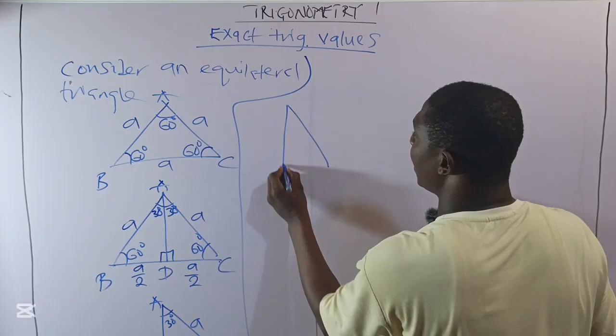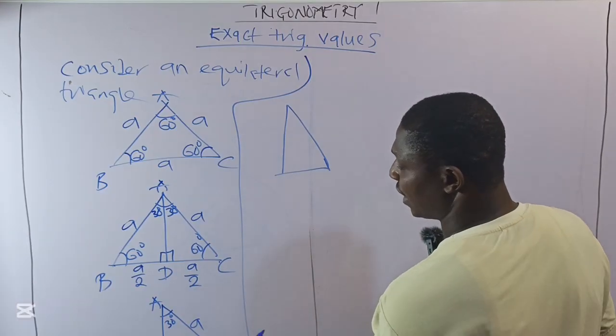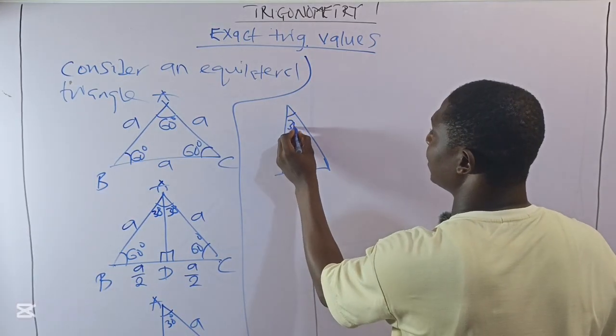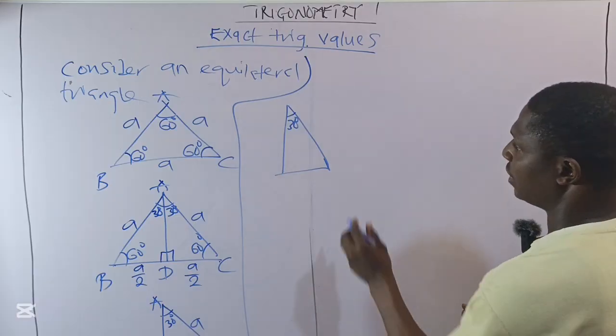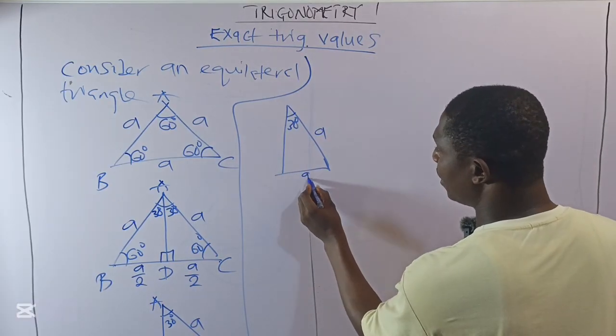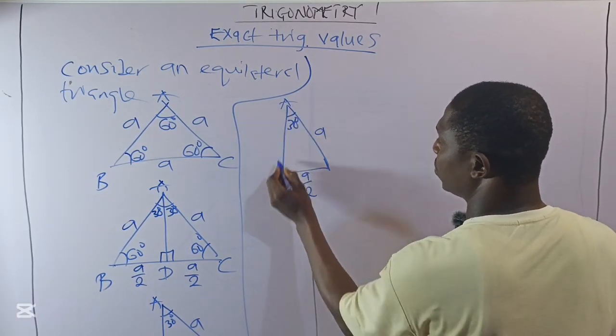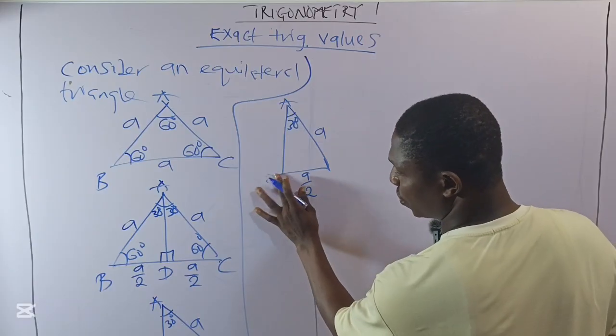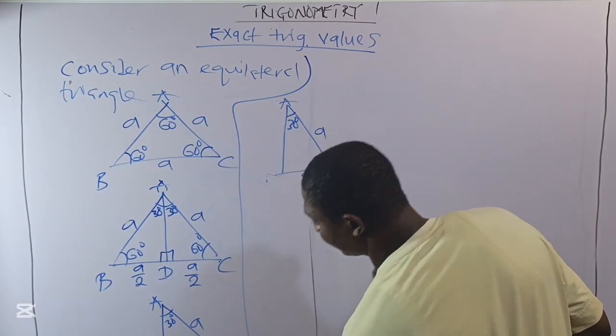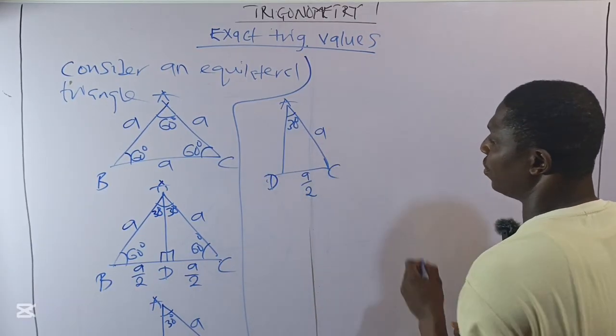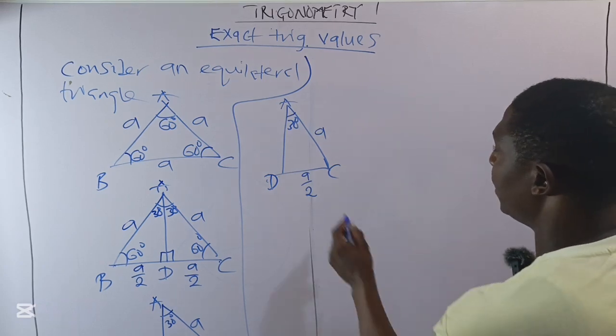So I can use that of my 60 degree first, or I can use that of my 30 degree. Let me start with 30 degree. If I'm using 30 degree, then here remains my A, here remains A over 2, and here is AD. This should be C. This is D, and this is my C. Now if you observe, this is a right angle.